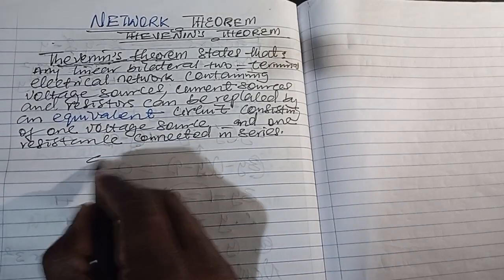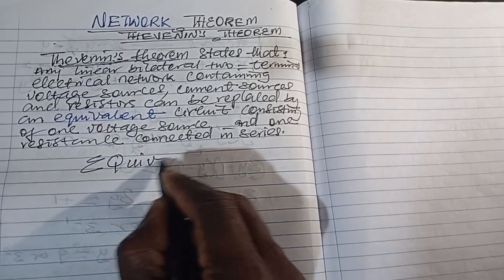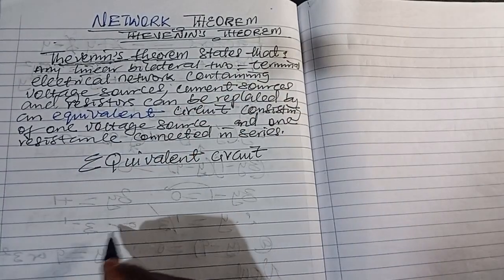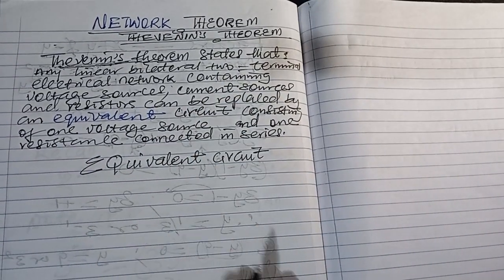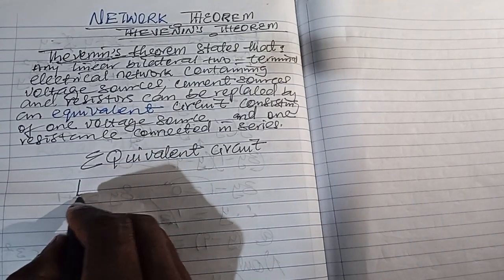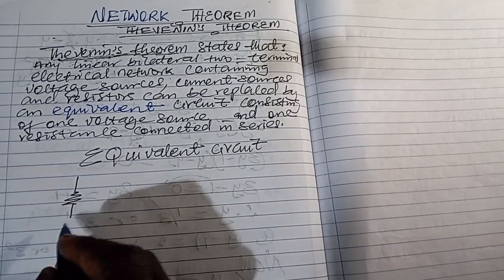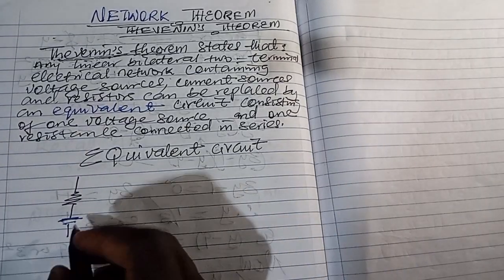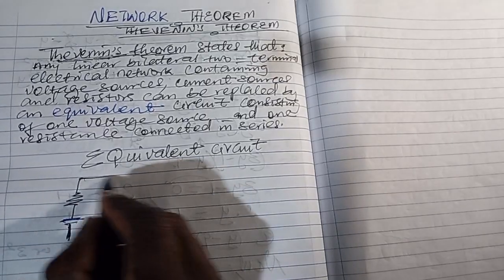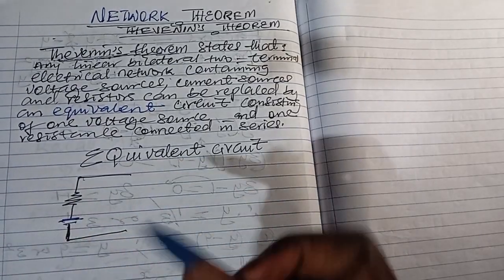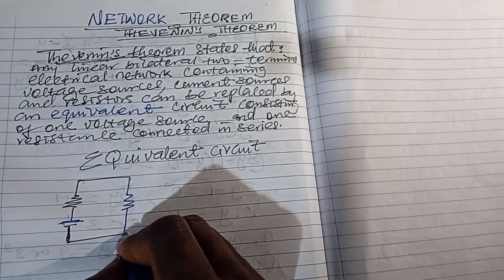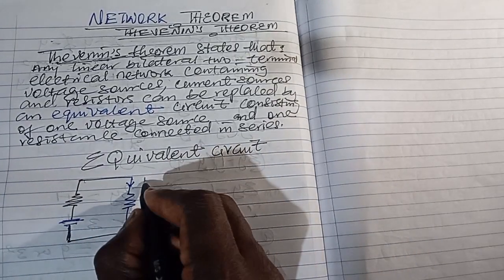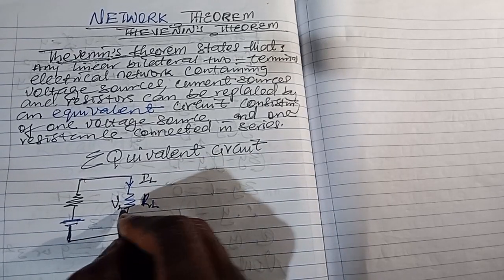Now, equivalent circuit. From this definition, despite how complex the network is, you can just reduce it like this. Then this will be your load, which is RL. So we can easily calculate this IL here. This will be our IL, this will be our VL.